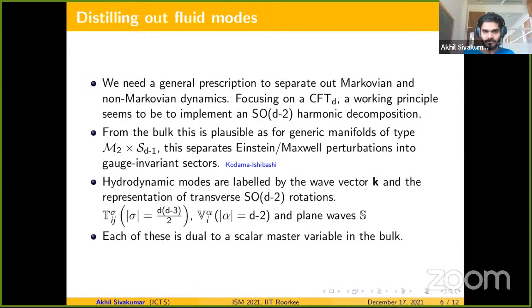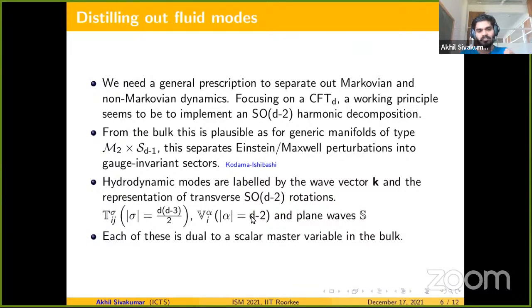We are motivating a setup where hydrodynamic modes are labeled by the wave vector k and the representation of transverse SO(d-2) rotations to this k. This is similar to the way we think of particles as labeled by their little group representations and so on. There is some notation being set up here: these are tensors, vectors and scalars under such a harmonic decomposition, and there are so many of these.